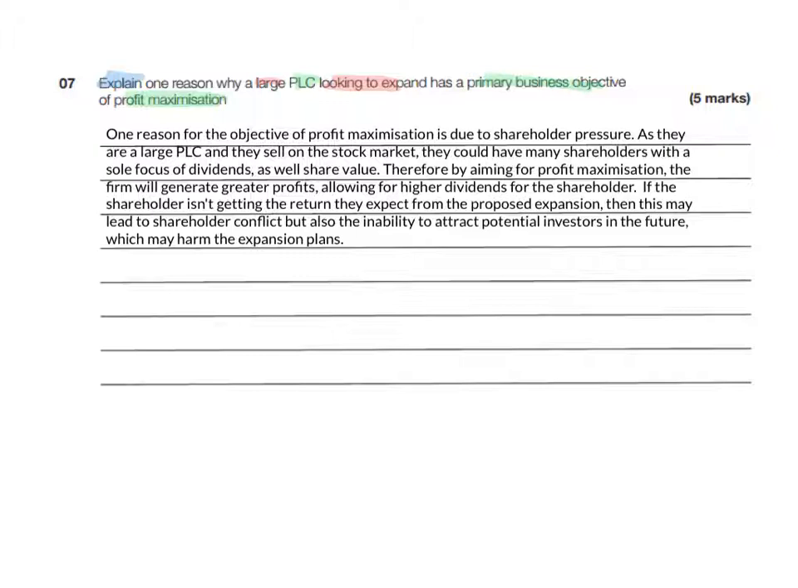So as there is a large PLC and they sell in the stock market, they could have many shareholders with a sole focus of dividends as well as share value. Therefore, by aiming for profit maximisation, the firm will generate greater profits, allowing for higher dividends for the shareholder. If the shareholder isn't getting the return they expect from the proposed expansion, then this may lead to shareholder conflict, but also the inability to attract potential investors in the future, which may harm the expansion plans.